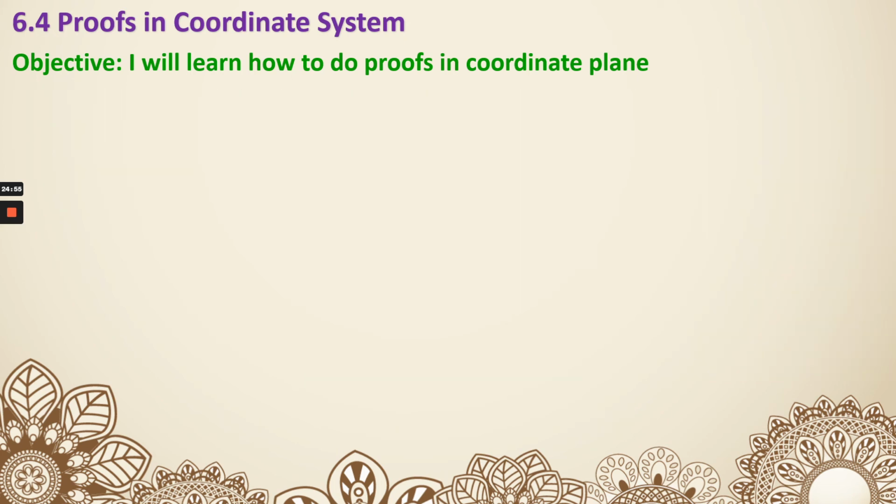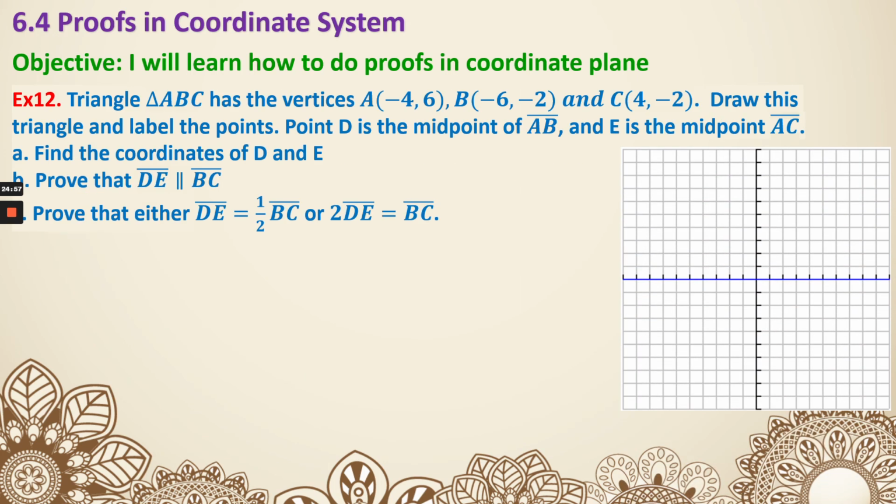Last one, example 12. I have a couple things I need to show. First, draw the shape. -4, 6. That's A. -6, 2. -6, -2. That's B. 4, -2. That is C.